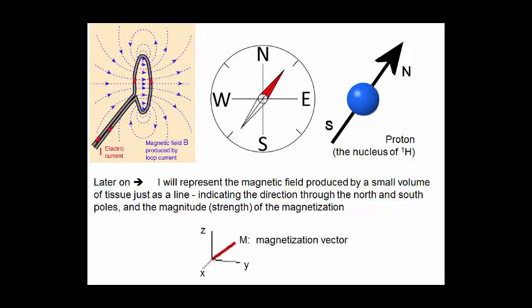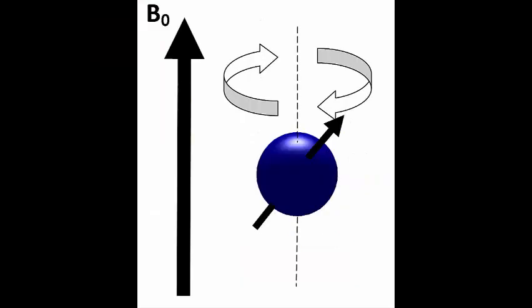Now, the protons also have the property of spin. They have angular momentum, like a spinning top, like a gyroscope. When they're not aligned with the magnetic field, the force trying to pull them into alignment actually makes them precess or wobble around. We're going to use that property of precession and angular momentum to get our time-varying magnetic field and get our MR signal.